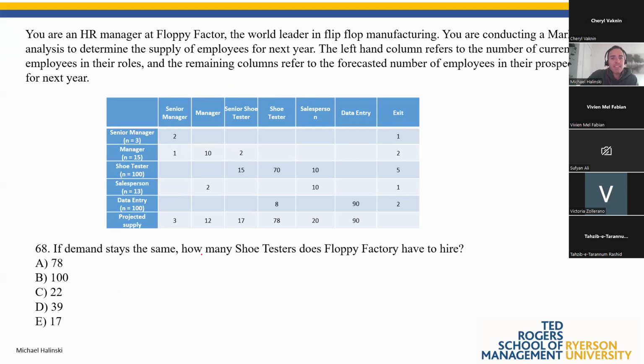If the demand stays the same, how many shoe testers does Floppy Factory have to hire? If demand stays the same, the number of shoe testers is not going to change. We're going to need 100 again next year. If we look down at the projected supply, the Markov analysis is completed, so you don't have to fill out anything. There's 78 as the projected supply, and you need 100. So 100 minus 78 gives you 22.